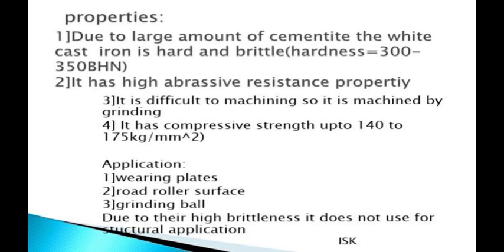Now we discuss properties and applications. First we learn about properties. Due to the large amount of cementite, white cast iron is very hard and brittle. The hardness of white cast iron is 300 to 350 BHN. Second point, it has high abrasion resistance. Next, it is difficult to machine, so it is machined by grinding.